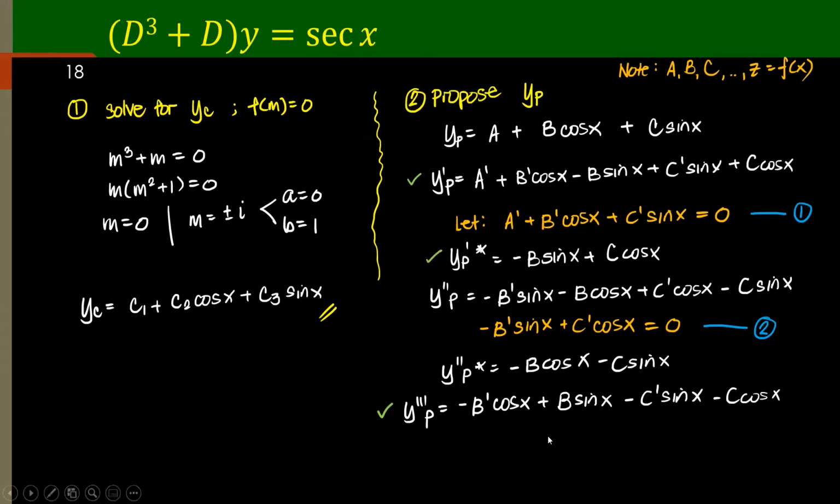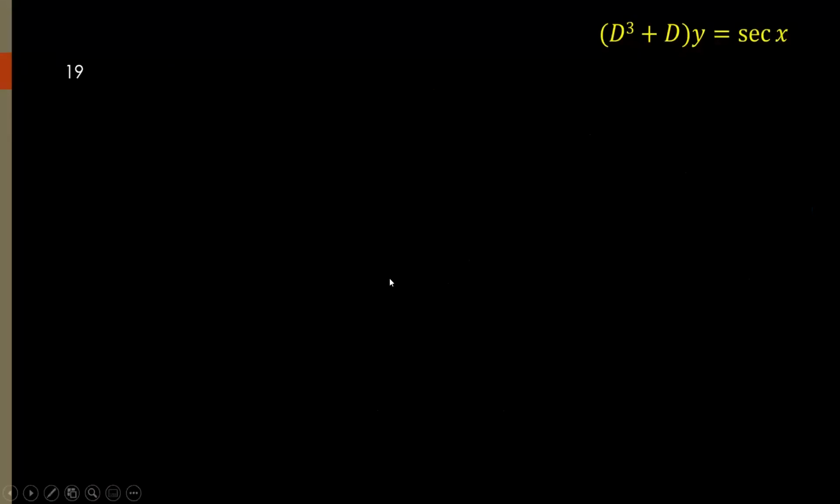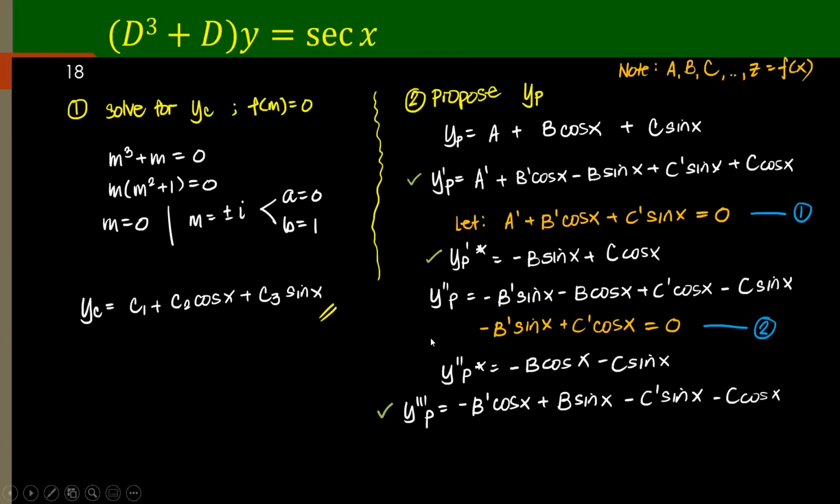Okay. So now let's go back to the problem. The problem here is third derivative of y plus the derivative of y is equal to secant x. So that means what I need to have in here is a y triple prime of p plus a y prime of p is equal to secant of x. Now, let us recall, what is your y triple prime? It's here.